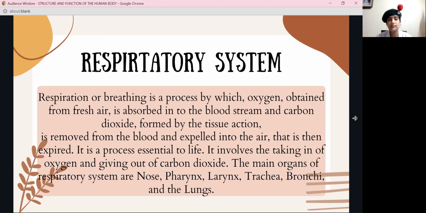Respiration or breathing is a process by which oxygen obtained from fresh air is absorbed into the bloodstream, and carbon dioxide formed by the tissue action is removed from the blood and expelled into the air that is then expired. So respiration is the process in which the body inhales oxygen and exhales carbon dioxide.